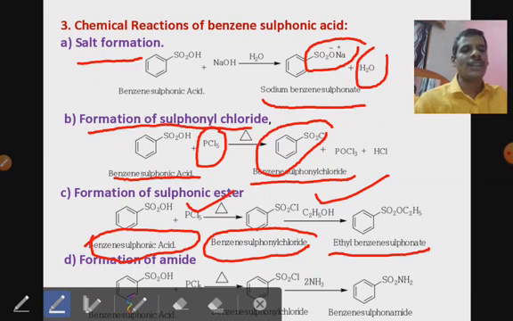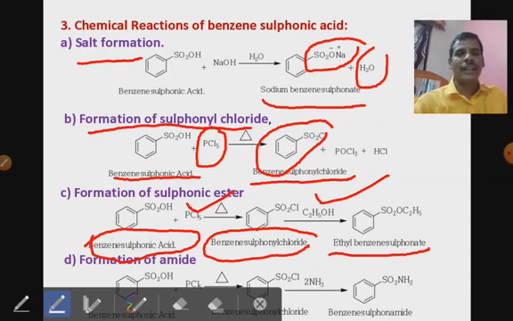In the case of a normal carboxylic acid, it reacts immediately with ethanol in the presence of concentrated H2SO4, and there is a formation of the ester. But benzene sulfonic acid is first converted into the corresponding halide, that is benzene sulfonyl chloride, and later this benzene sulfonyl chloride reacts with ethanol, and finally there is a formation of ethyl benzene sulfonate.